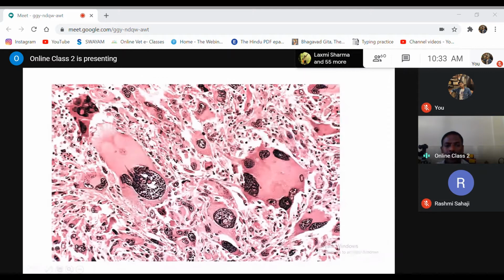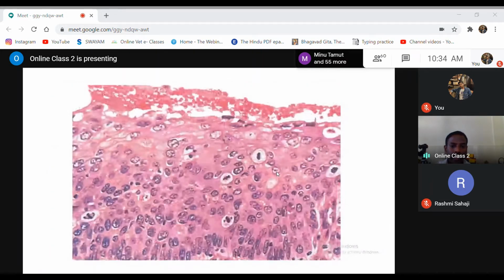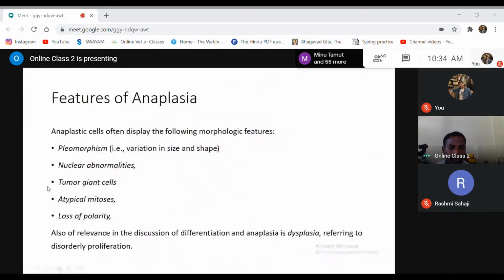You don't say this one is a giant cell. This is not a giant cell. Giant cells are those which have multiple nuclei in them and are much larger in size. Those types of cells are called tumor giant cells. So the formation of tumor giant cells is another important feature of anaplasia.